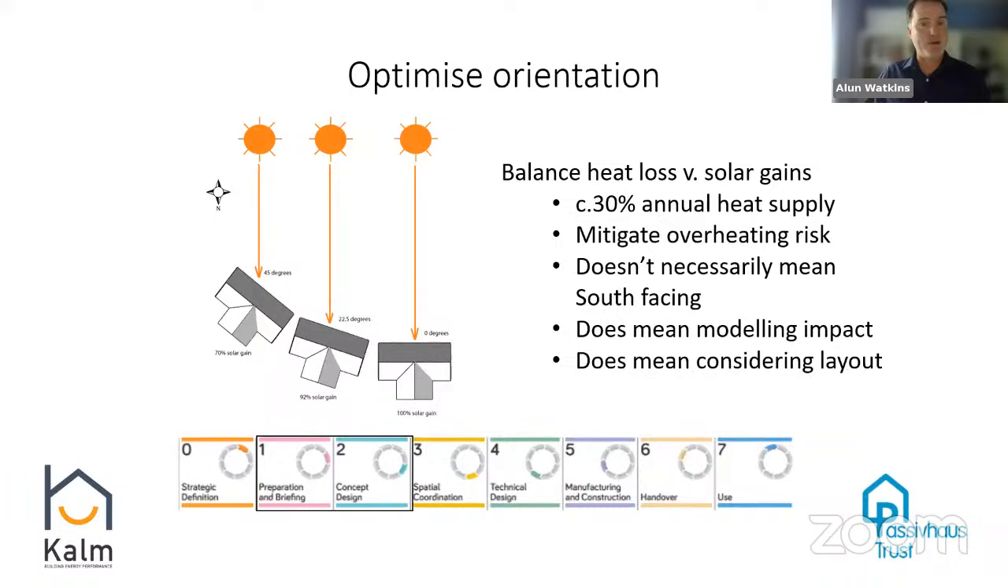Yeah, so what we do need to do is model the impact of the orientation and consider the layout internally to suit, just to make sure that balance is about where we want it to be. It's much easier to get 30% of your annual heat supply with good high performance fabric, good insulation, good windows. You wouldn't do it with most buildings, but with a good fabric you can. So we need to look at orientation as well as form factor together.